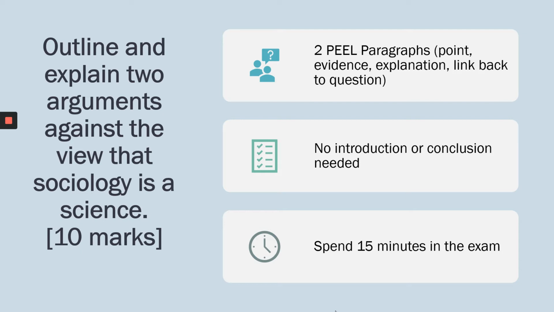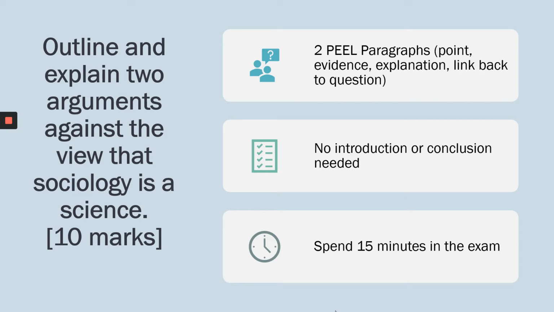So here's just some advice on how you would approach this 10-mark question. The command word is outline and explain. So there isn't really a need here to evaluate. So I've put here 2 Peel paragraphs. Here it's all about the explanation. So you really want to expand on the second E, the explanation after your evidence, and the L link back to the question. Make sure that you're answering the question that's set, not the question that's in your head.